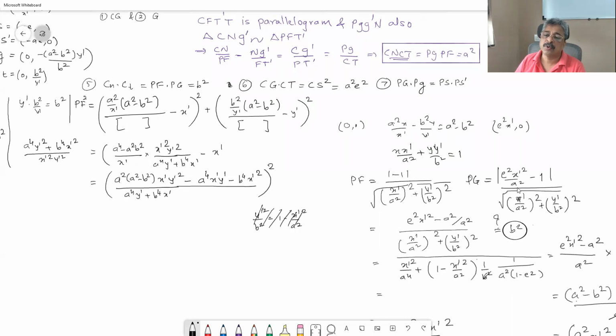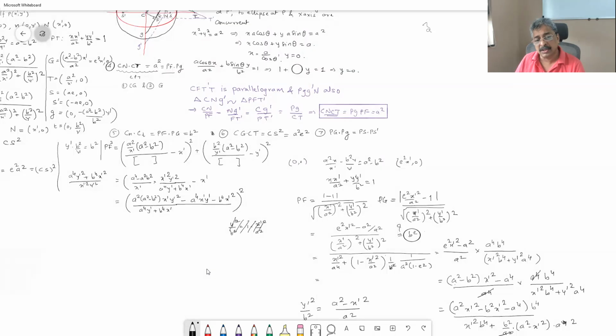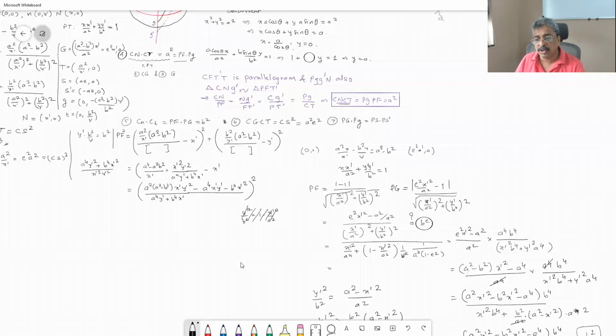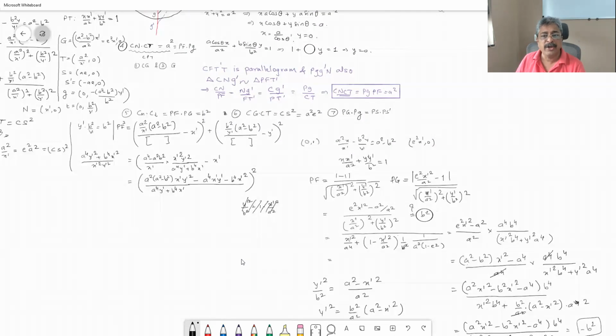X dash square upon a square. Maybe this quantity which we have taken positive is actually negative, therefore that negative sign. But anyway, what I am trying to tell you is if you are doing the calculations correctly, you are going to get these answers. But there are methods by which you can do it in a much better way.